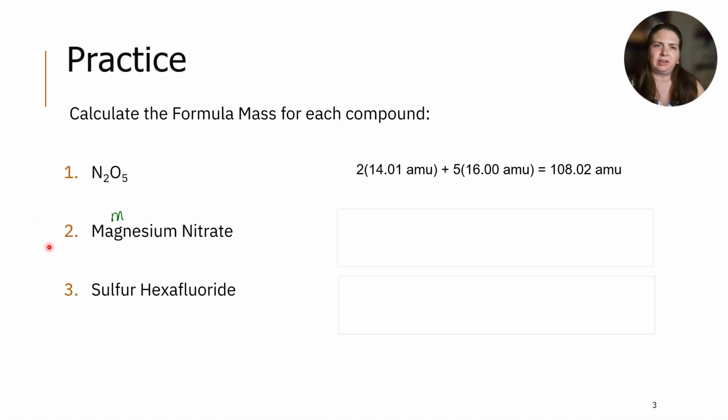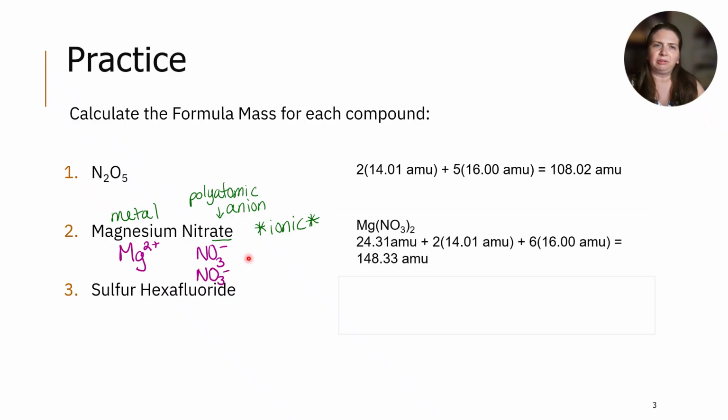For our second compound, magnesium nitrate, we first need to determine the chemical formula from the name. This is an ionic compound because it contains a metal combined with a polyatomic anion. Nitrate is NO3 minus. And magnesium is a group 2 metal, meaning it forms magnesium 2 plus ions. We need 2 nitrate ions to balance out the 2 positive charge from the magnesium, giving us a chemical formula of Mg(NO3)2.